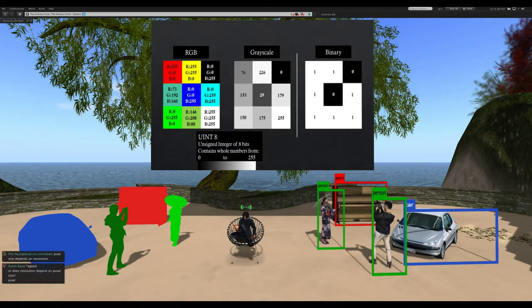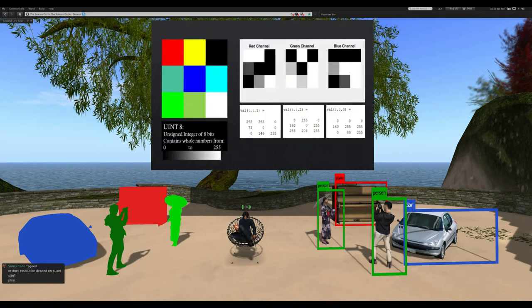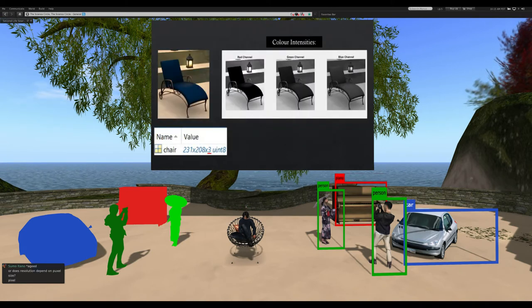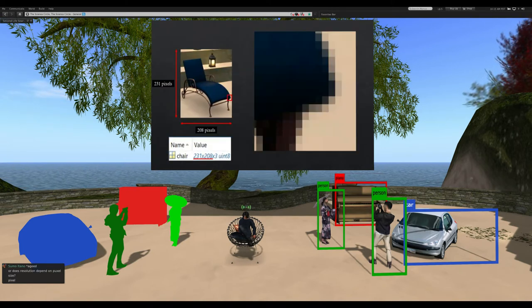Oh no, resolution depends on the number of pixels assigned to the same image. So, for example, I realized I should have talked about resolution. I didn't. You could take the same image of that chair. It's 231 by 208 now, right? Let's say we increase the number of pixels assigned to this same image.